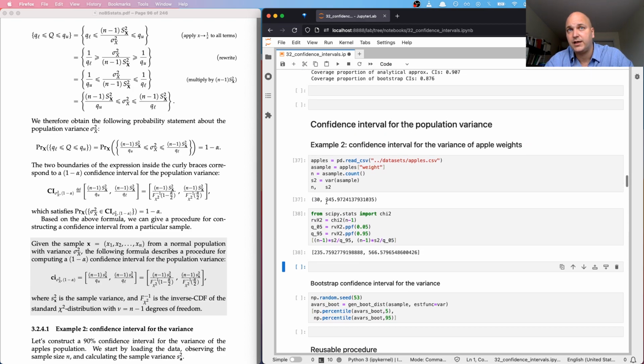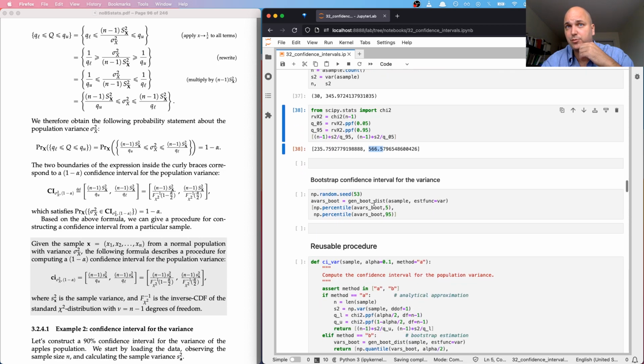So the variance computed from this sample is 345, but a more accurate description is that, because it's a small sample, size 30, the variance could be anywhere between 230 and 600. So this tells us the precision of the estimate of the variance. Okay?